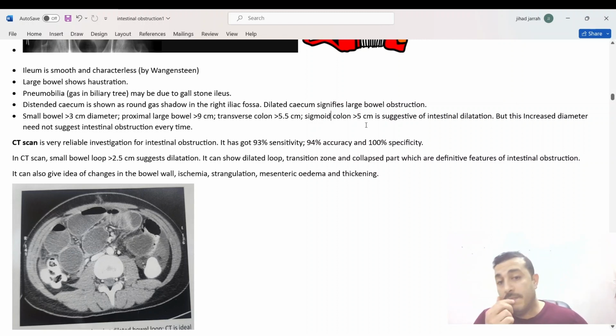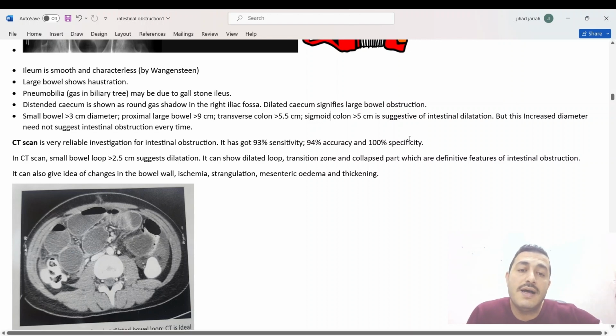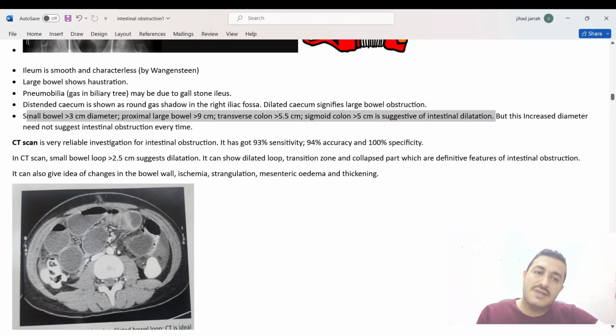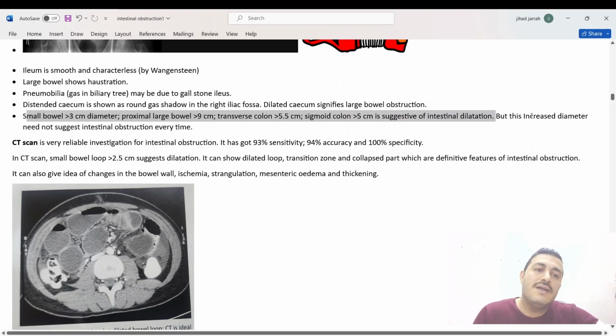So the numbers are not the sole parameter. You can see here these are suggestive of intestinal dilatation. Small bowel above 3 centimeters, large bowel above 9 centimeters, here they mean the cecum and the ascending colon. Transverse 5.5, sigmoid above 5. These suggest intestinal dilatation, but an increased diameter doesn't by itself mean obstruction.